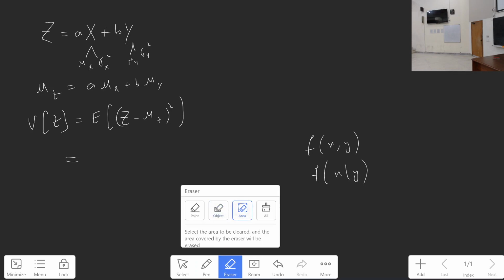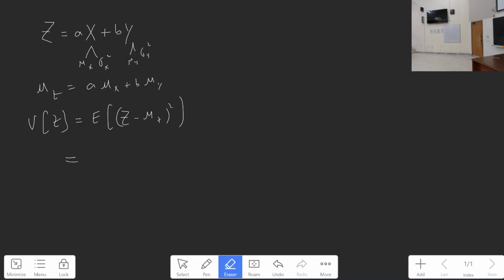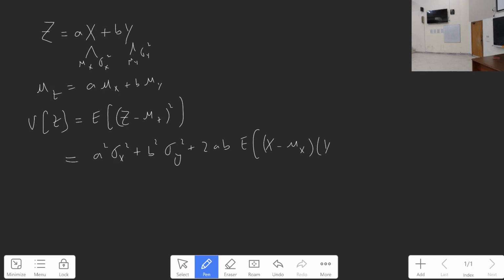And when we solve this, it leads to this interesting thing which we actually want to come to. I won't do the steps, it's very simple, but you can try. It will be a square sigma x square plus b square sigma y square plus 2ab expected value of x minus mu x times y minus mu y. This is interesting.